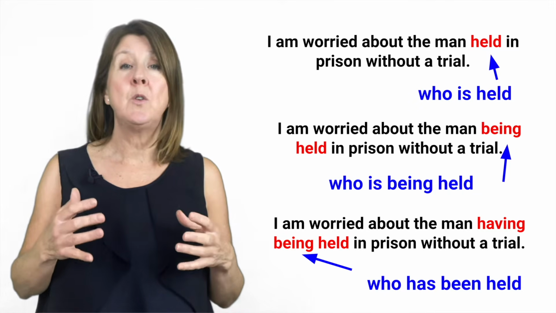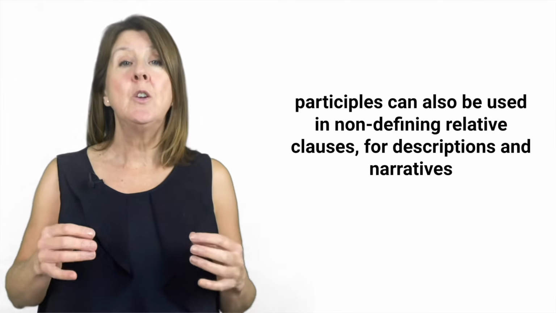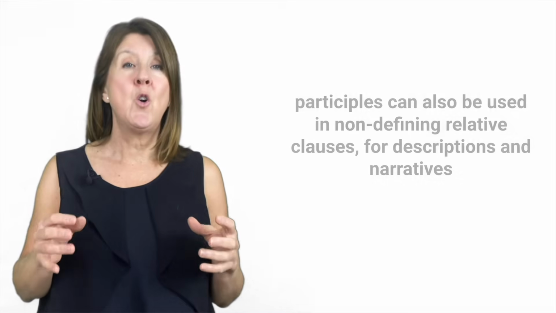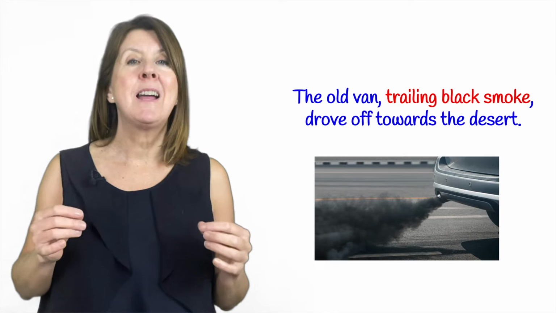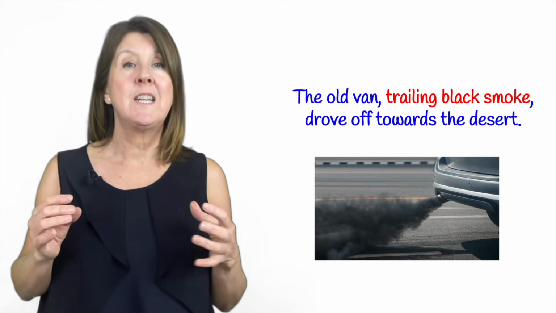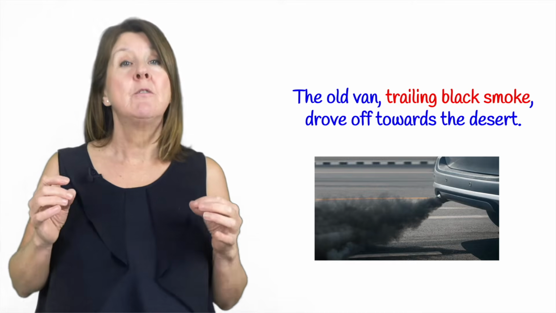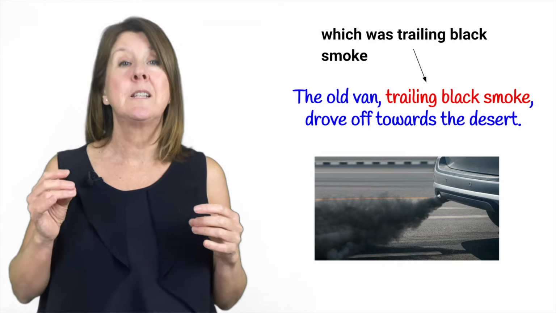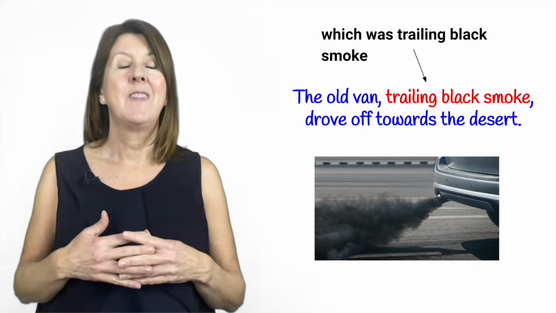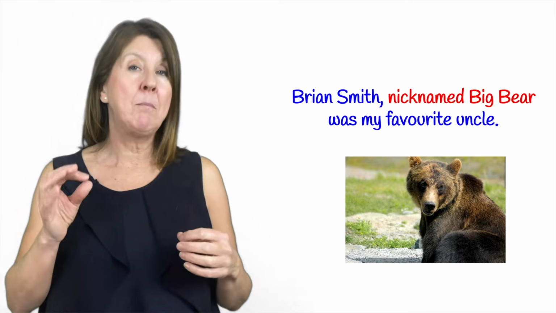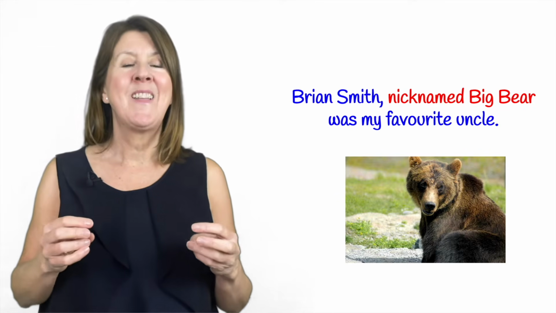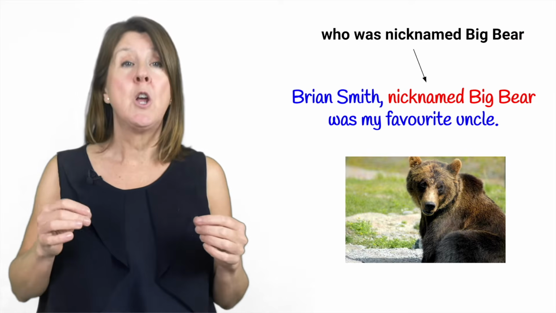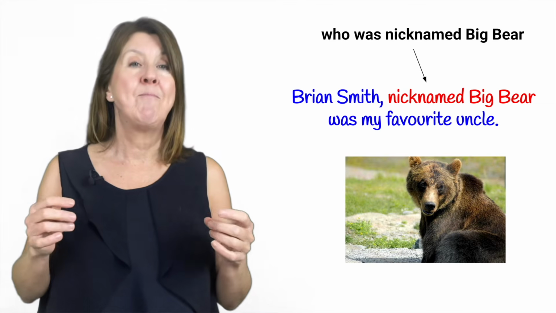Participles can also be used in non-defining relative clauses, usually in written descriptions and narratives. For example, the old van trailing black smoke drove off towards the desert. This is a reduced relative clause instead of the non-defining relative clause, which was trailing smoke. Or, Brian Smith, nicknamed Big Bear, was my favourite uncle. This is a reduced relative clause instead of the non-defining relative clause, who was nicknamed Big Bear.